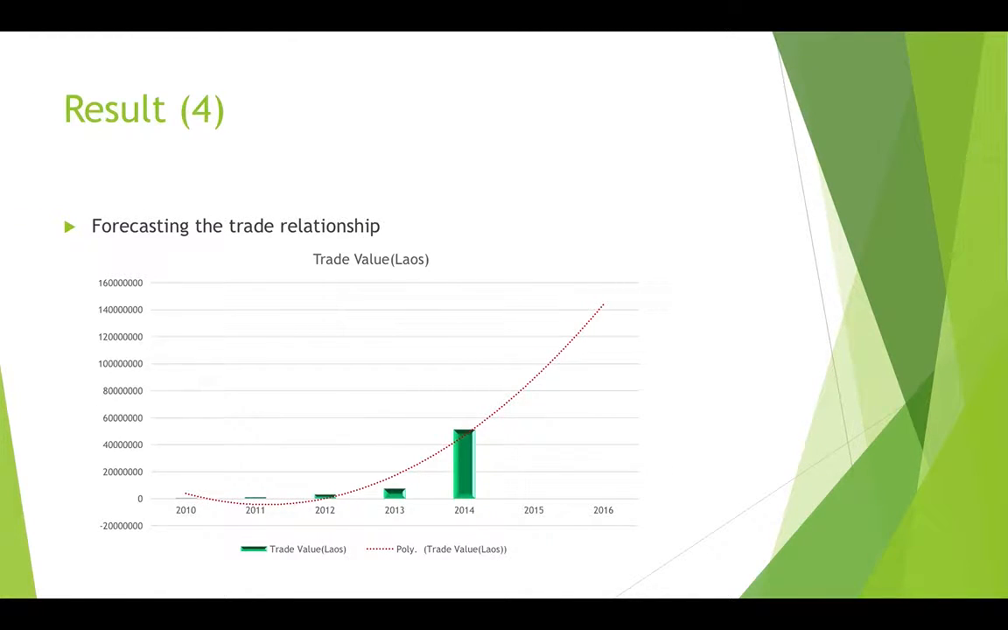Okay, from this graph, we can tell the forecast of the 2016 trade value. You can see from Laos that Indonesia has a good trade relationship with Laos, and it tells that Indonesia has good buying power in the future.